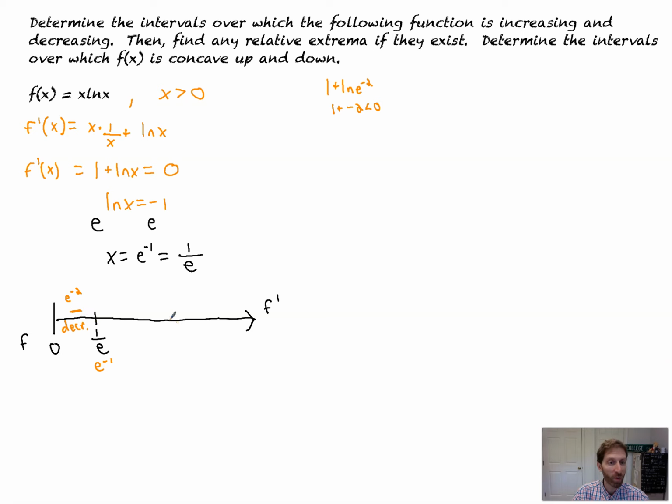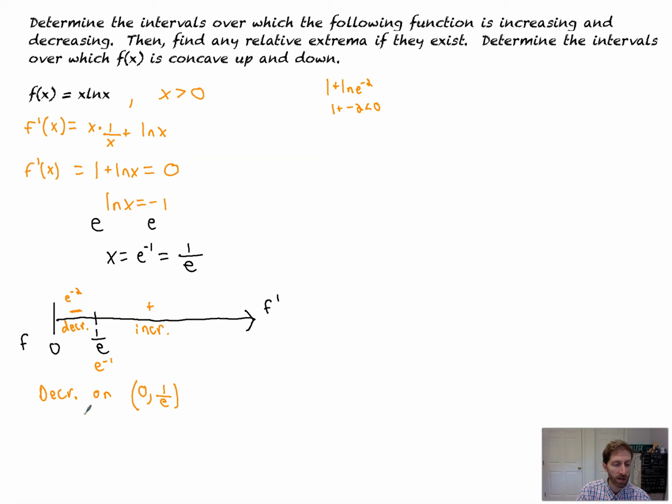And then from greater than 1 over e, I don't know, 15 billion? The ln of 15 billion is positive, plus 1 is still positive. So we're increasing everywhere thereafter. Okay, so what do we say now at this point? Well, a couple of things. We're decreasing, and I'm not going to formally justify this. We're decreasing where f prime is less than 0. So if you had to formally justify it, you say that. So we're decreasing on 0 to 1 over e.